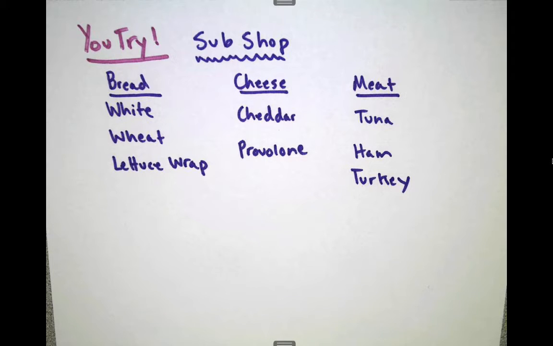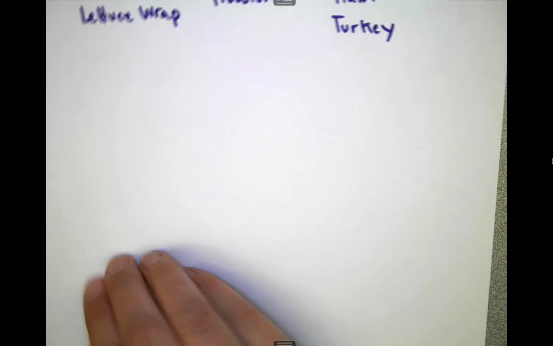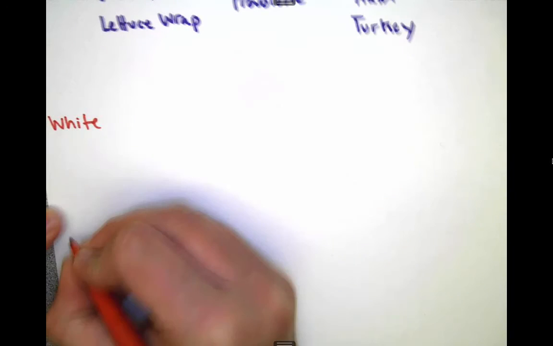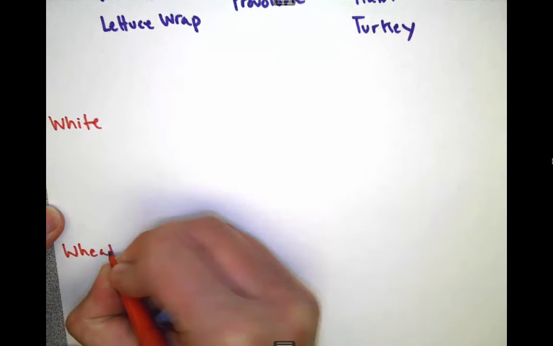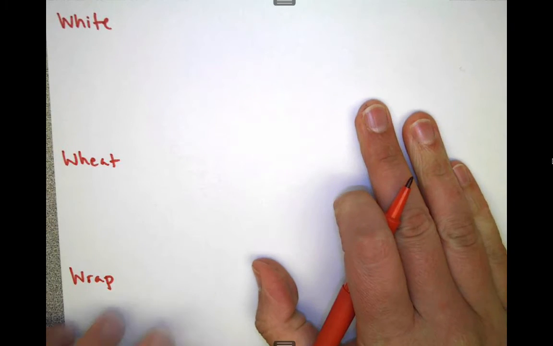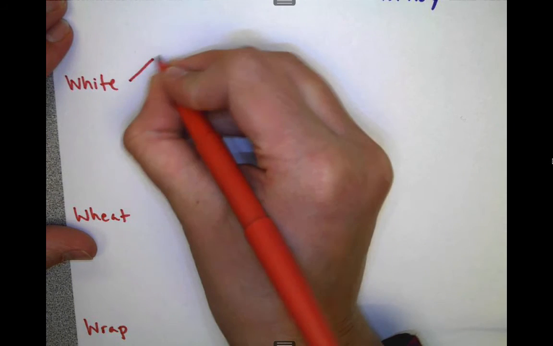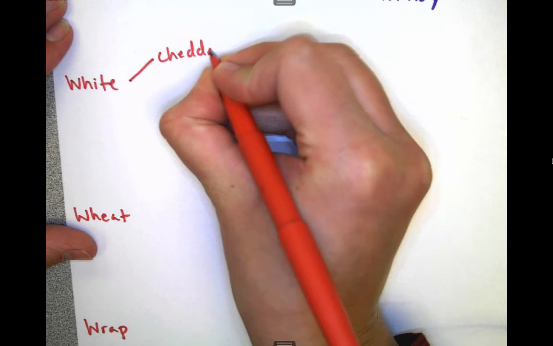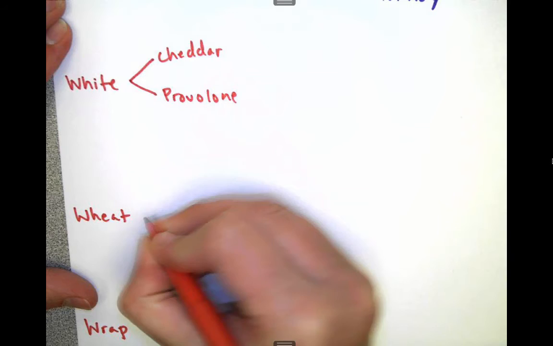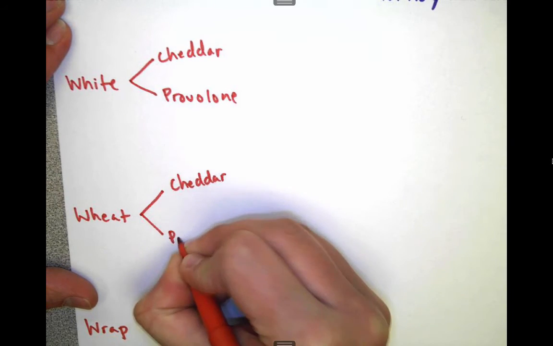All right, you ready to check your answer? So I'm going to be needing a lot of space. I can see that up front. And there are 3 bread options. So what I'm going to do is on the side here, I'm going to write white, wheat, and then we have our lettuce wrap. So I'll write wrap. So white, wheat, and wrap. Off of that, we've got our 2 cheese options. For the white one, we can either do cheddar or provolone. So we've got cheddar or provolone.